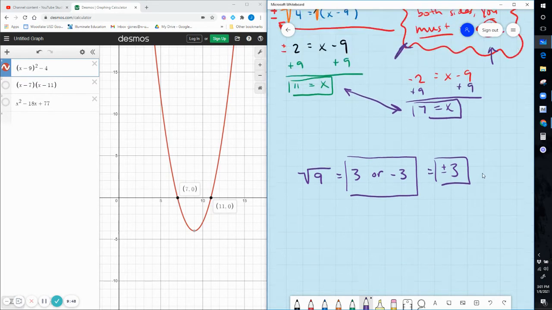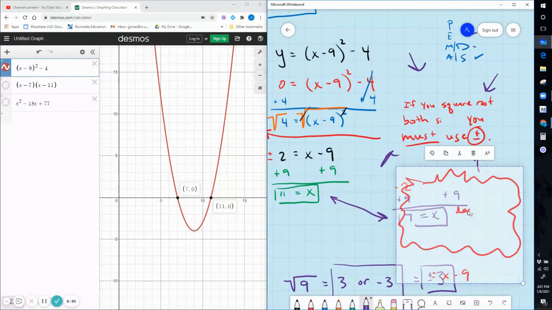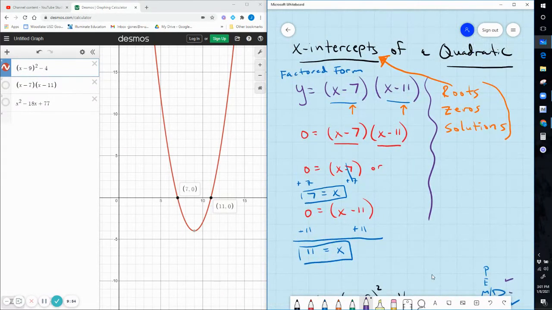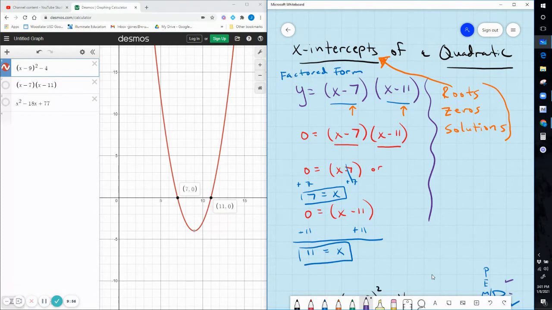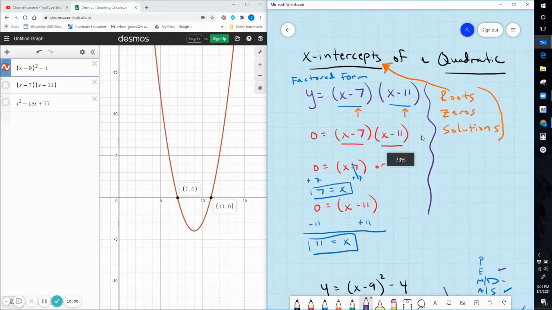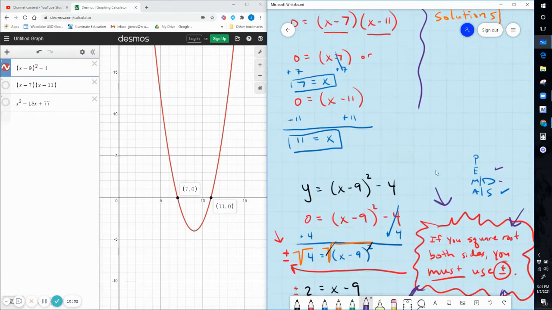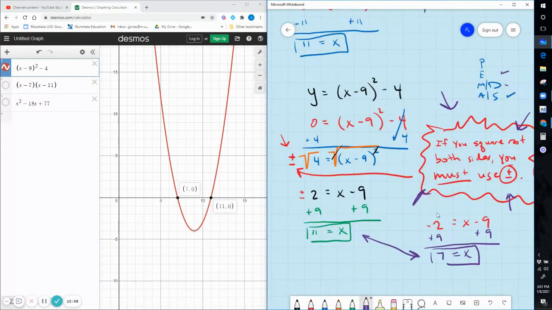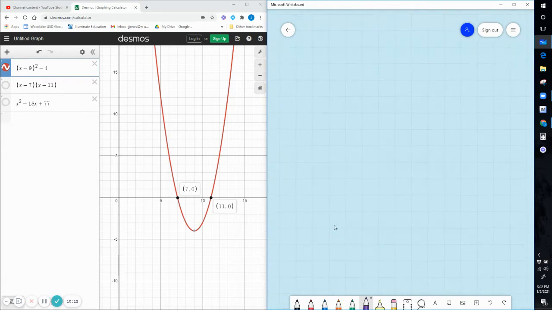All right. So now just to go back, we checked out how to do the x-intercepts, roots, zeros, or solutions in factored form. Then we looked at it in vertex form, right? Vertex form, you just solve. And now we're going to go to standard form. Let's put that right there, standard form.